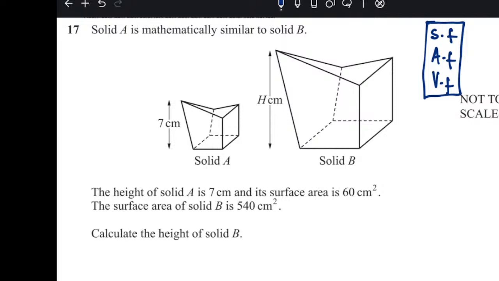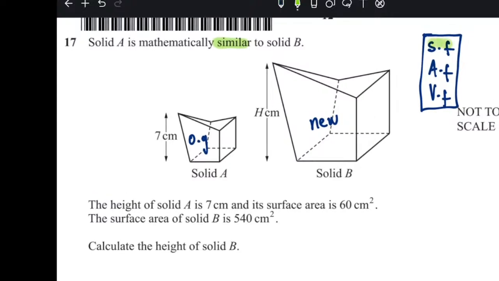So when you come to a question and you see the word similar, the first thing you do is you choose which shape is going to be the original one, then which shape will be the new one. The new one should be the one without info. The one without information should be the new one, which is missing something. So H is here, so it's the new one. That's the first thing.